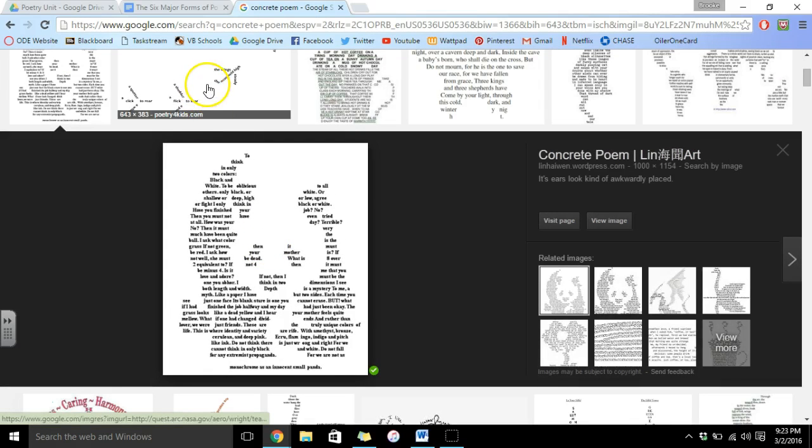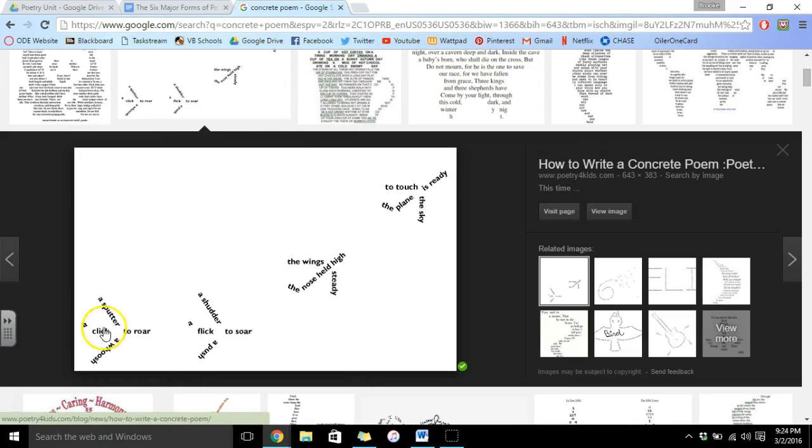Panda. Airplanes. A click, a patter, a whoosh to roar, a flick to shudder, a shudder, a push to soar. The nose held high, the wings steady, the plane is ready to touch the sky.